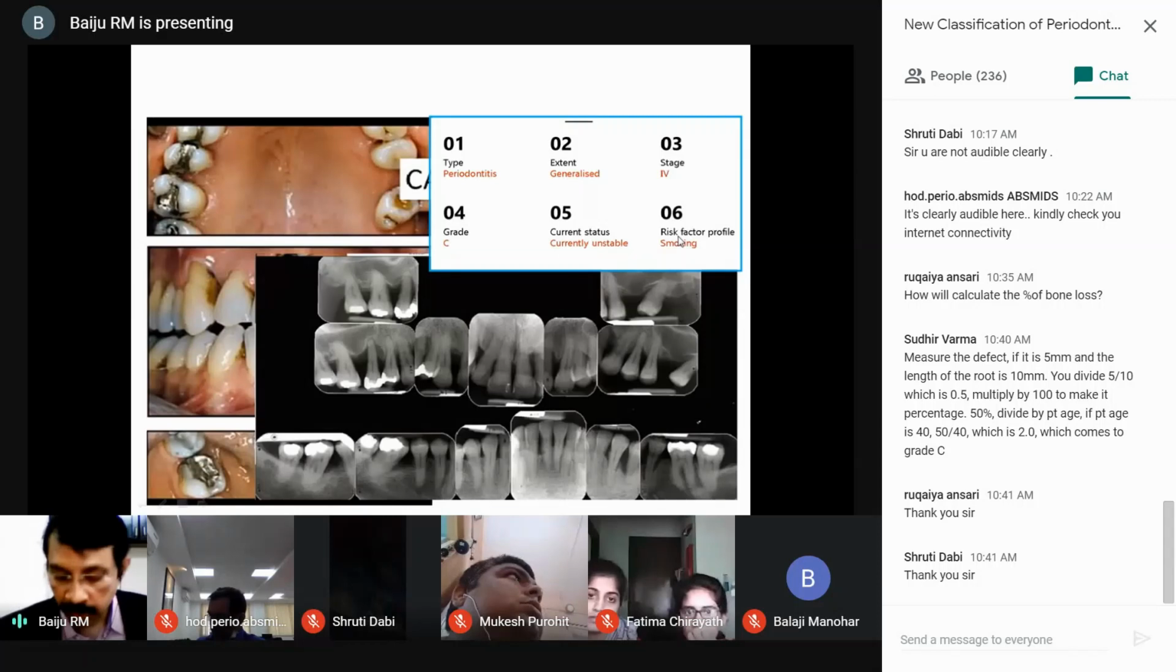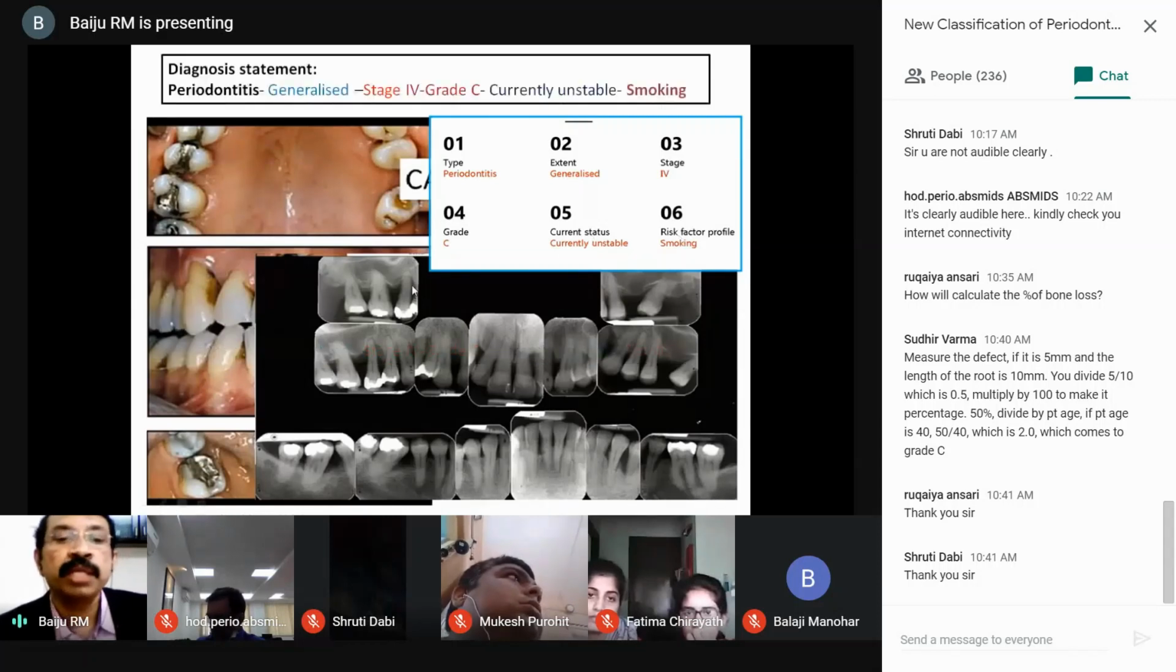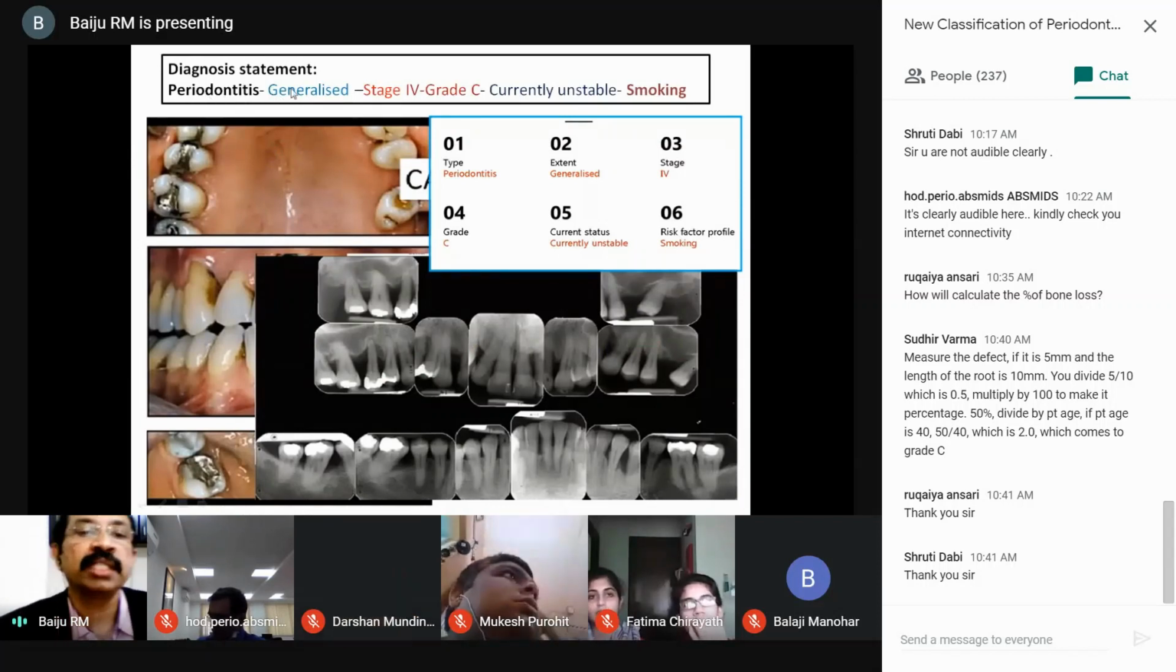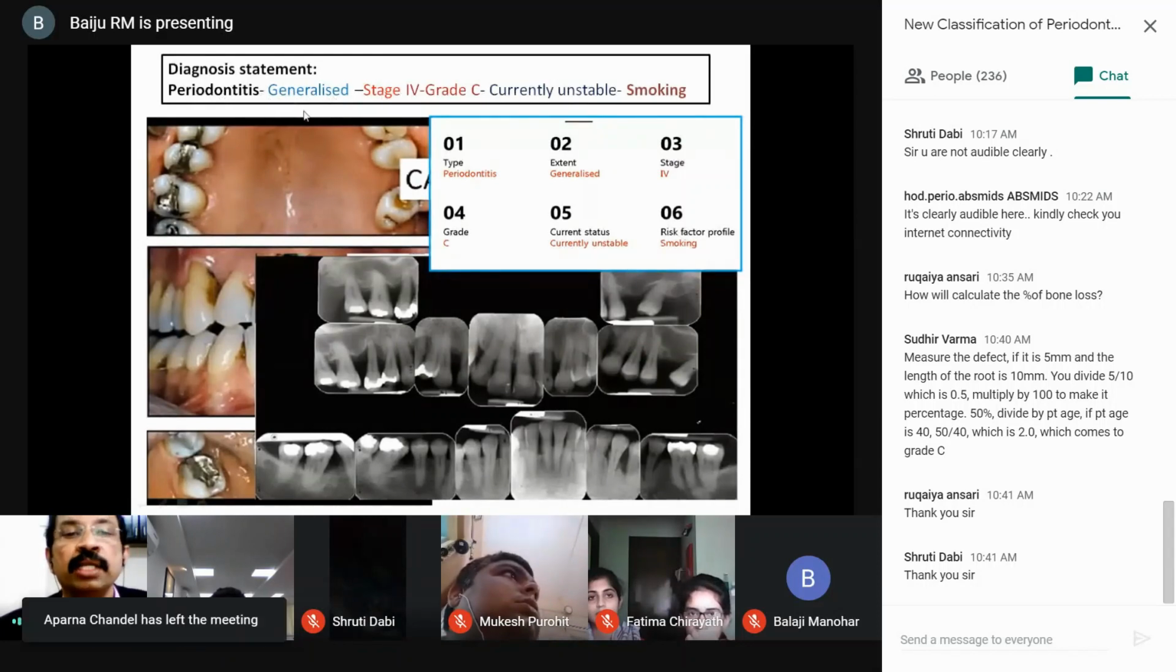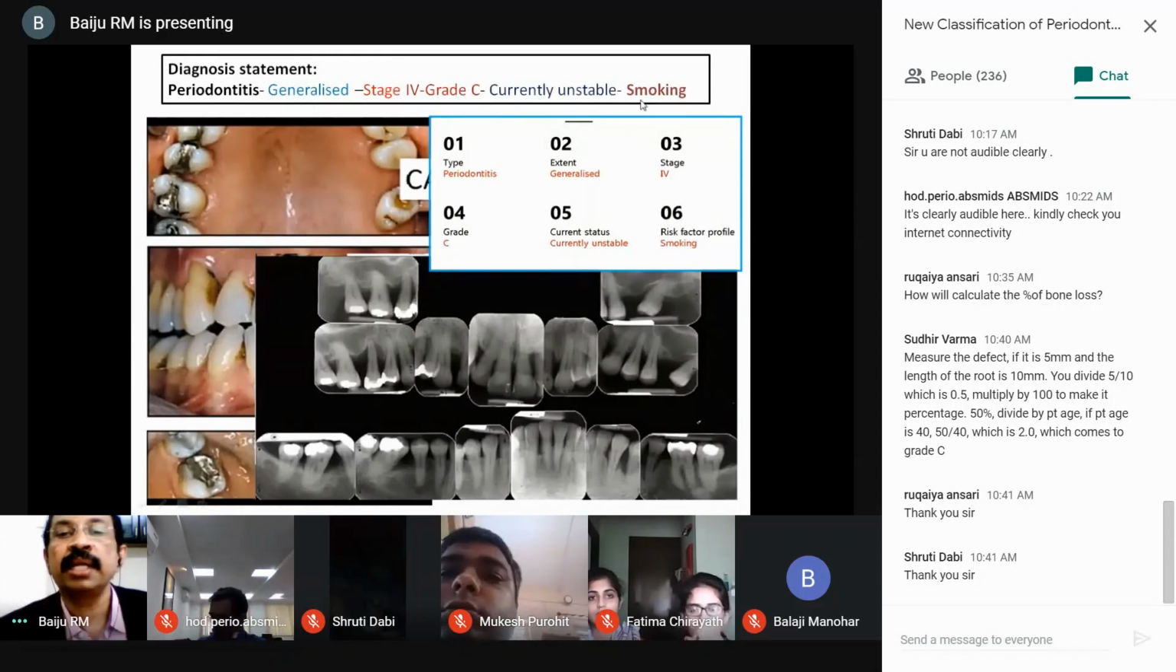So the diagnosis statement for this patient will be periodontitis generalized, or generalized periodontitis. You can try both ways. Then you have to write that. So this is the extent, then the stage, then the grade, then the current disease status, and the risk factor.